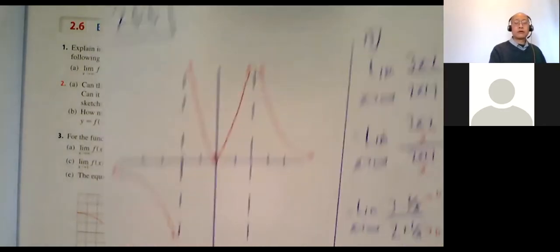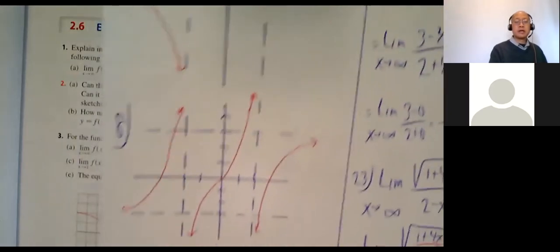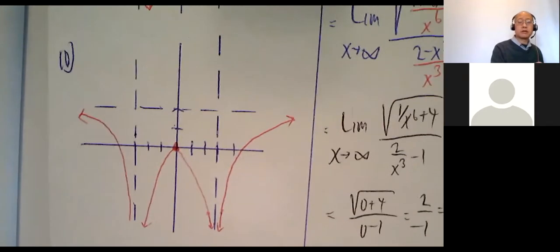Okay, so a quick review again: 6, 8, and 10. The odd ones, you should have the answers in the back of the book.